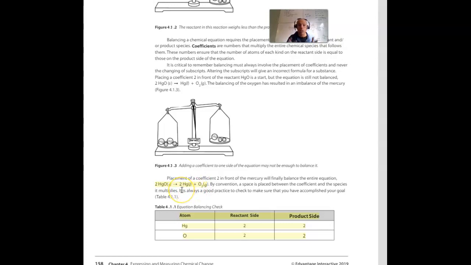Oxygen, remember, is always O2. Whenever there's pure oxygen in a chemical reaction, it's always O2. When oxygen's in a compound, it may have a different subscript. But again, oxygen, molecular oxygen, is always O2.